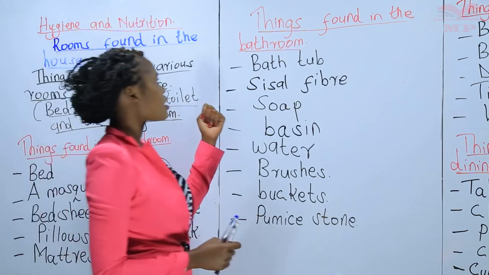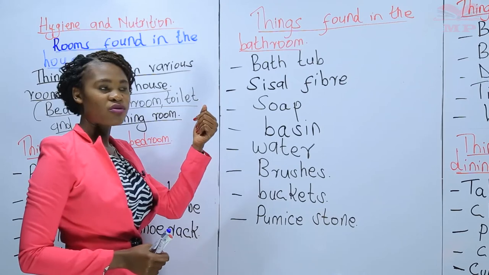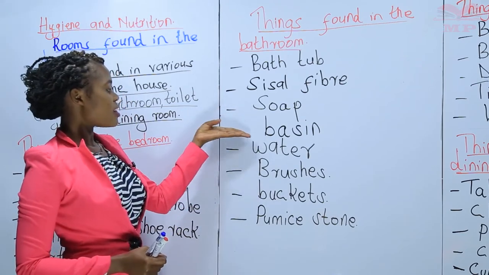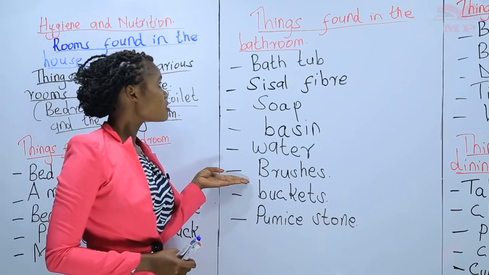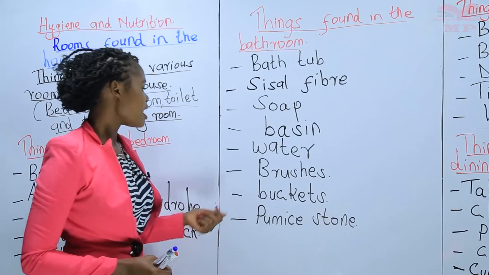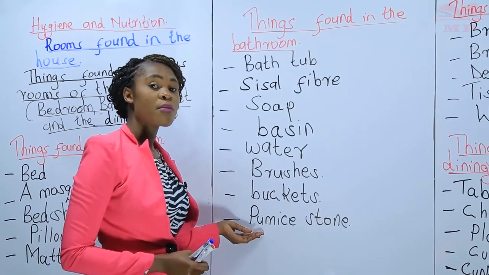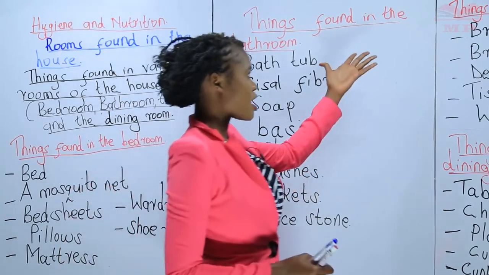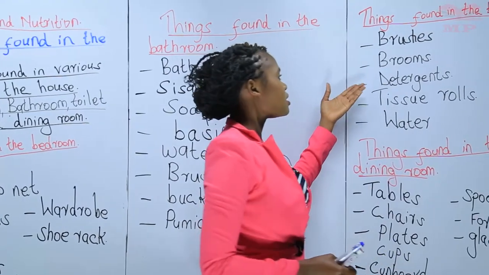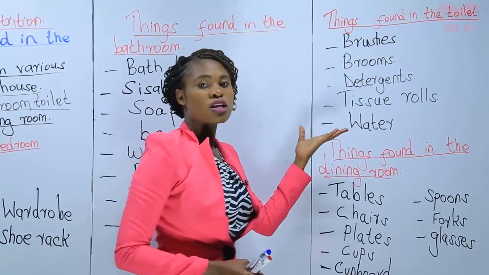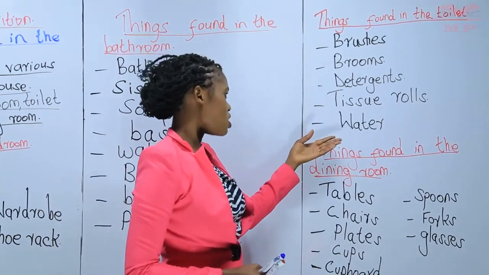Things that are found in the bathroom, we have a bathtub, sisal fiber to scrub your body. We have soap, basin, water, brushes to clean the bathroom. Then we have buckets and a pumice stone. A pumice stone is a stone that we use to scrub our feet. Then we have things that are found in the toilet. We have brushes, brooms, detergents. Detergents are solutions that we use to wash the toilet. Then tissue rolls and water.